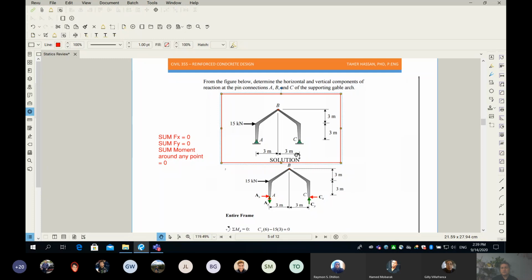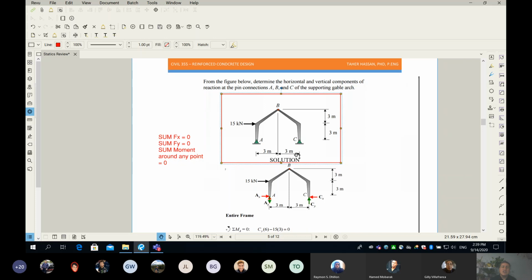Let me ask you a question. Are you guys following this discussion? That structures are 3D, but when we analyze and try to design elements, we abstract them into 2D to simplify things. Are you following? Okay, I don't see anybody say no, I don't follow. So I'm going to assume yes, you're following.